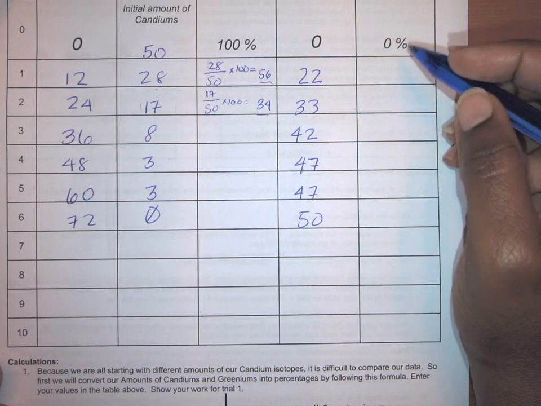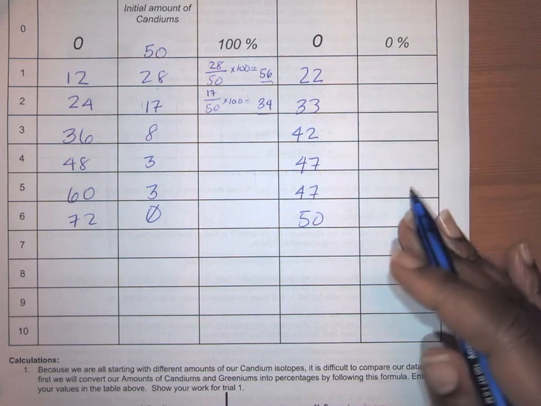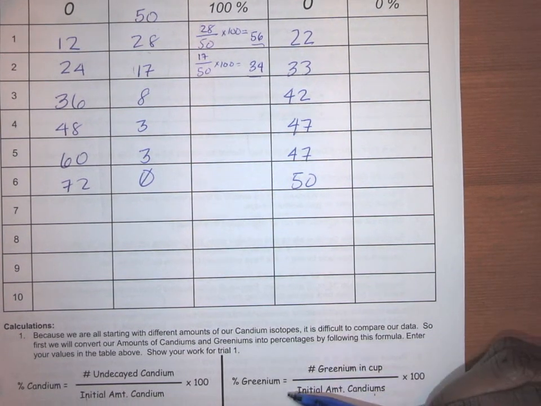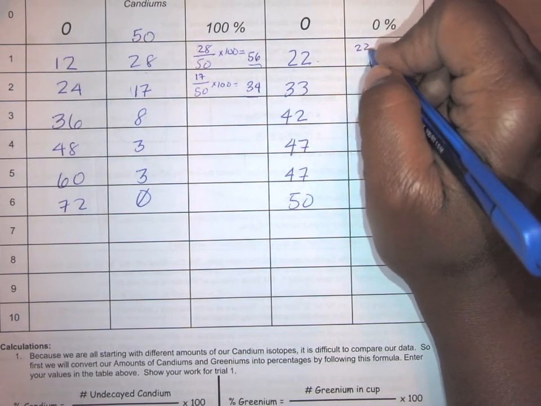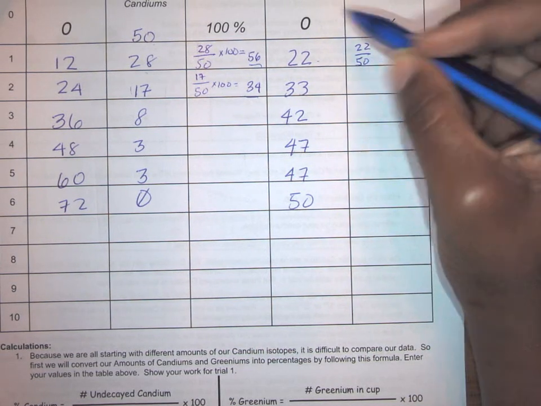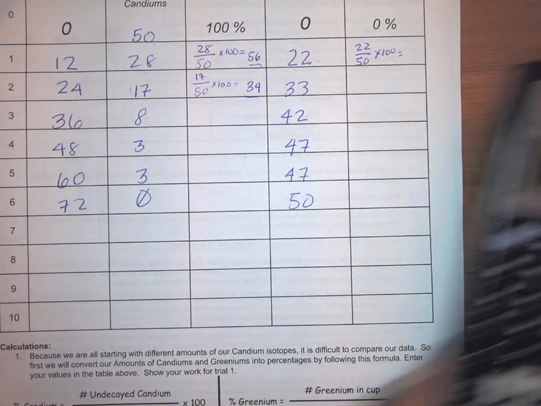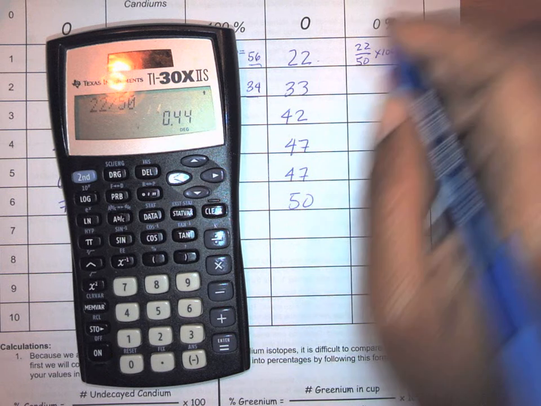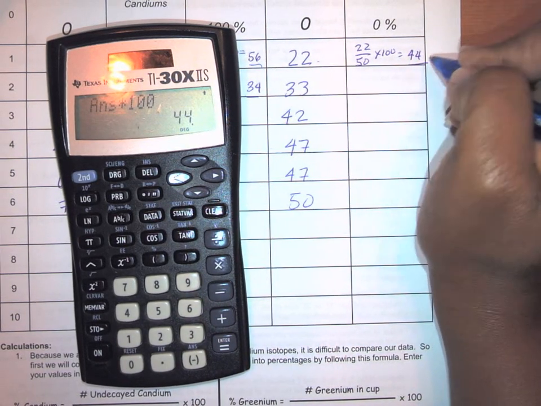Then we're going to go over to the greeniums. The formula is the number of greeniums in the cup divided by the initial amount times 100. So here I have 22 greeniums. My initial amount of candiums is still 50. Okay, so that didn't change. So I'm going to divide it again. In my case, it's by 50, and then times 100. When I divide 22 by 50, I get a decimal, times by 100 to make it a percent, and it's 44. Okay, so then that's the value.